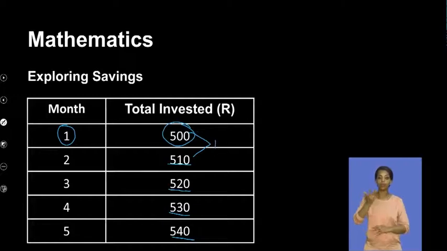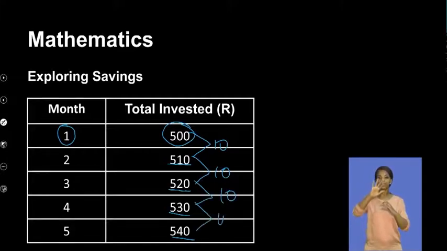You can see that this changed by 10 rands, that also changed by 10 rands, that also changed by 10 rands, and that also changed by 10 rands. So it is a constant change. Immediately you can see it's a constant change, it's a simple growth. If it is not a constant change, we'll then look at whether it's a compound growth, or just a random growth, or no growth for that matter.